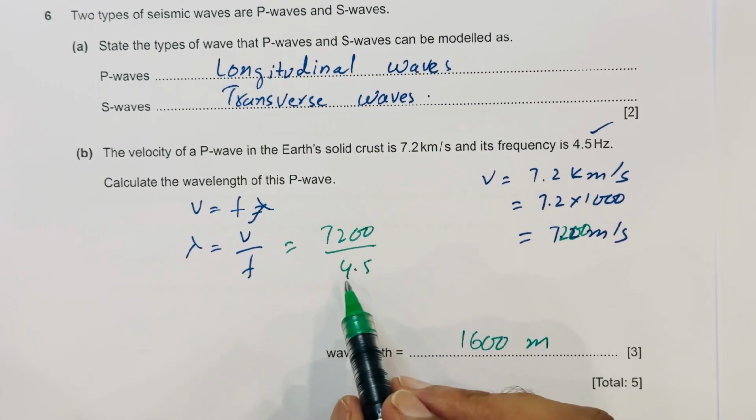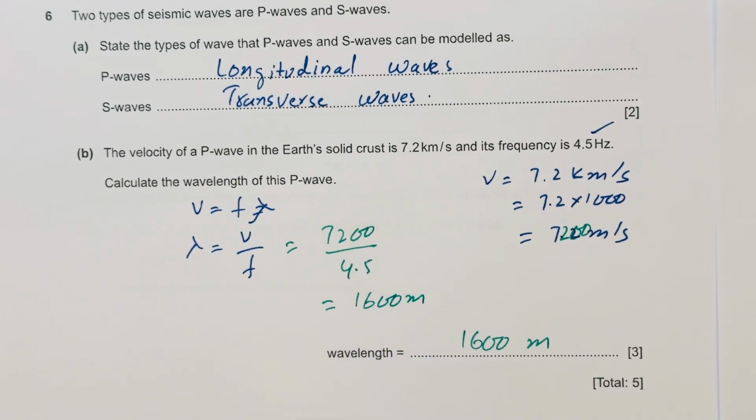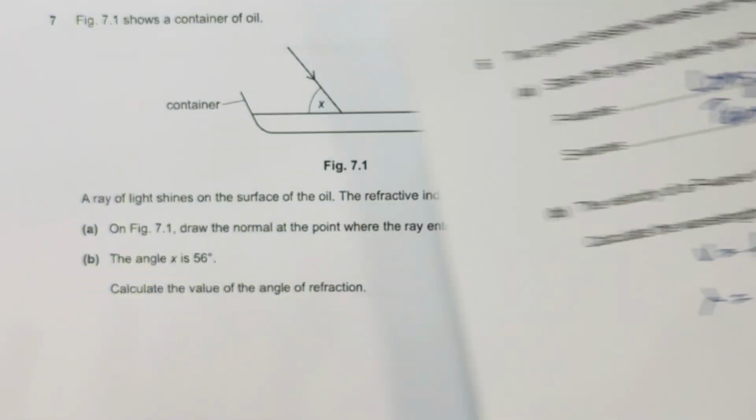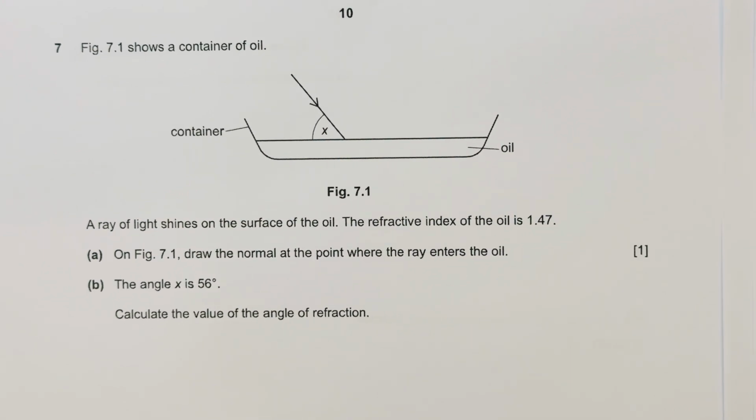That would be our wavelength value. Okay. This was an easy question. Question number 6 has done. Now moving to question number 7. Figure 7.1 shows a container of oil. Container is this. A ray of light enters on the surface area with the refractive index of oil. So the refractive index of the oil is given, that is 1.47.